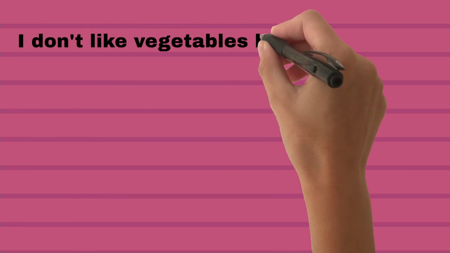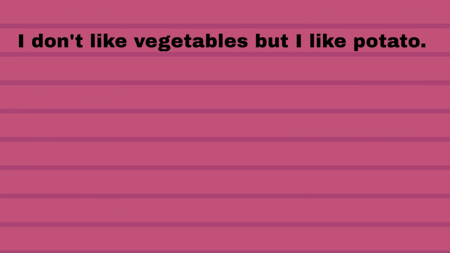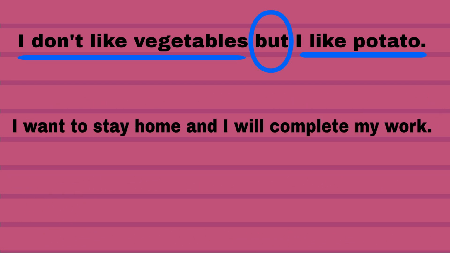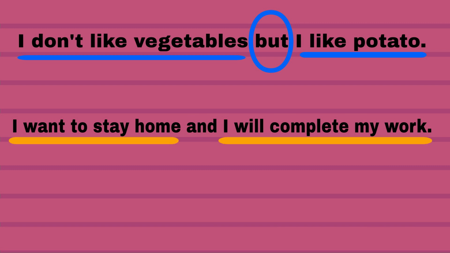For example, I don't like vegetables but I like potato. This is a coordinate clause, which contains two independent sentences, which can stand alone and give a complete thought. They are joined with coordinating conjunction, but. I want to stay home and I will complete my work. Here again, two independent sentences are joined with coordinating conjunction to make coordinating clause.